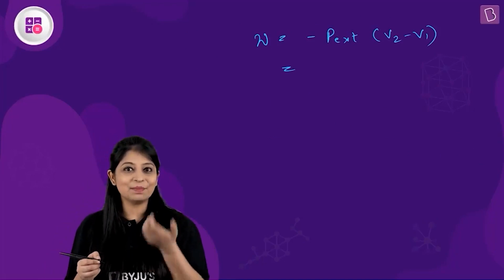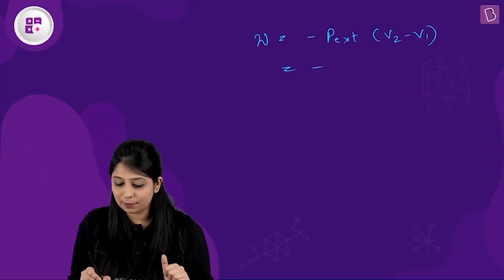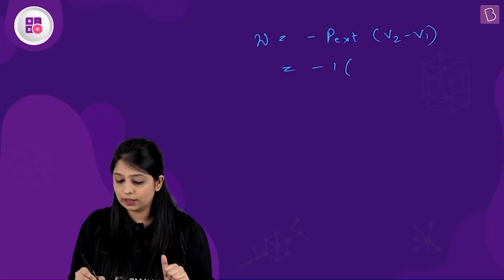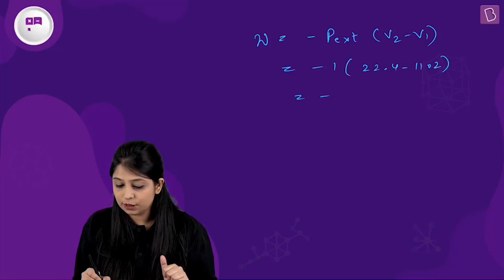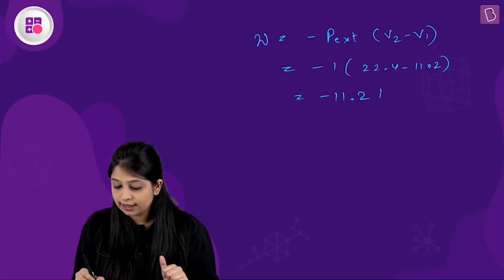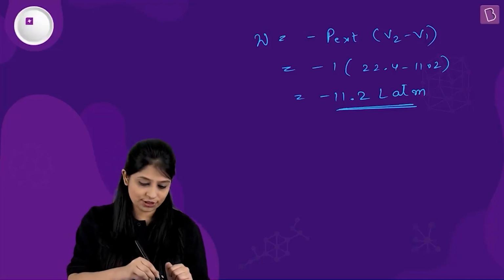Well, at STP, we'll take it as 1 atmosphere, so minus 1 into V2 minus V1, where V2 is 22.4 liters and V1 is 11.2 liters. It comes out to be minus 11.2 liter atmosphere. Let's check out the options.